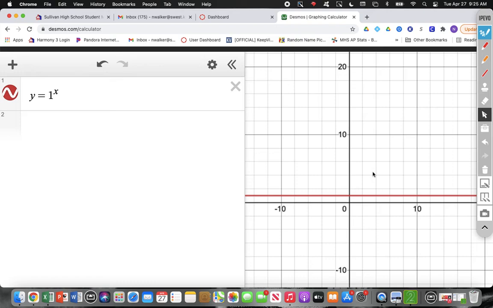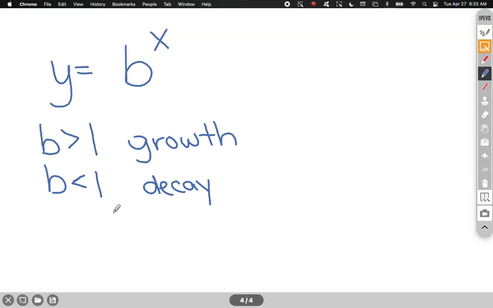You'll never have a base of 1. So it's either bigger than 1 or smaller than 1. Whenever it is bigger than 1, it is growth. And when it's less than 1, it's decay. So I'm going to give you some examples, and you guys are going to tell me growth or decay.